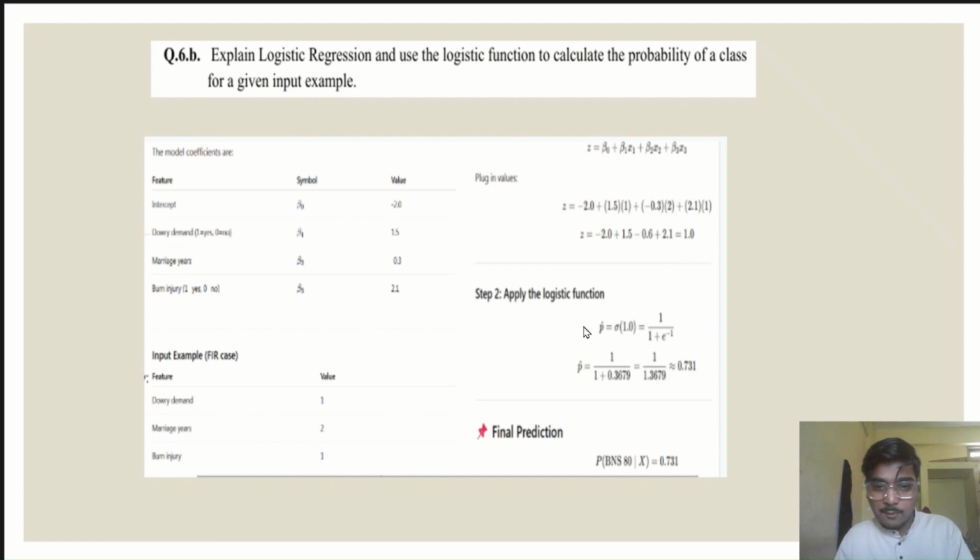Then we will apply the logistic function to this value of z, that is, p hat is equal to sigma of 1.0, which is equal to 1 upon 1 plus e to the power minus 1, and we will get the final answer of the sigmoid function as 0.731. So our final prediction will be P of y equal to 1 given x is equal to 0.731.